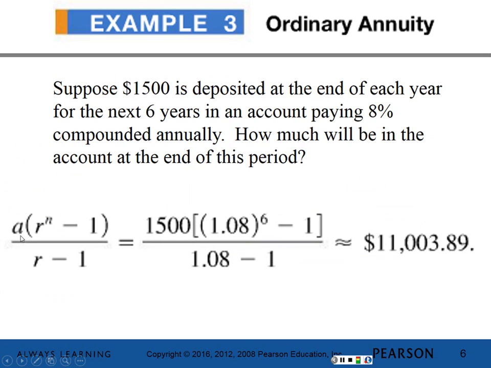My annuity formula says that I take my payment amount, and I raise my rate to the 6th power, my 1 plus my interest rate, and then subtract 1. The reason you subtract 1 is because you didn't get any interest on one of those compoundings. And then your interest rate, 1.08 minus 1, is just going to be 0.08. And if you do the arithmetic, you should get $11,003.89.